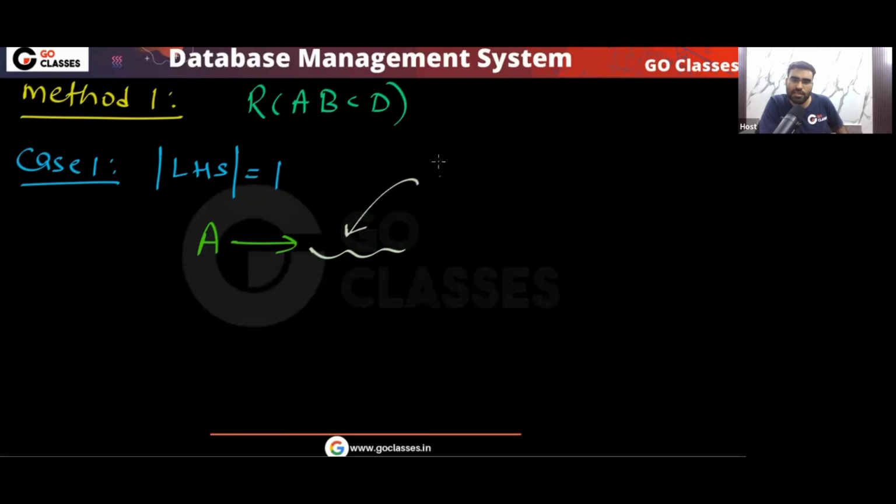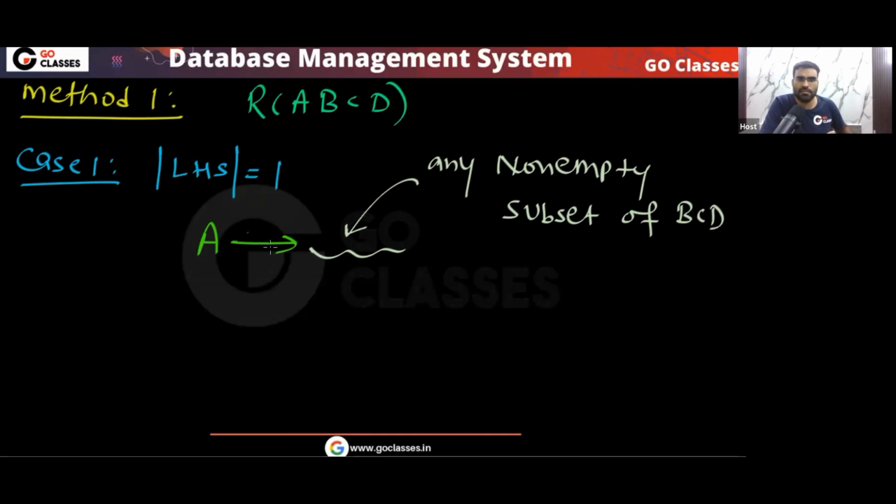Do you agree with me? See, here I can put any non-empty subset of BCD. Tell me, I can put any non-empty subset of BCD. Yes or no? Is this clear? If I put A on the LHS, then here I can put any non-empty subset of BCD.